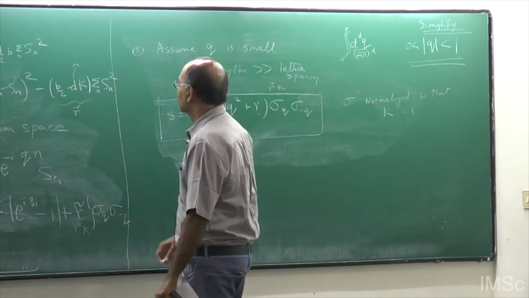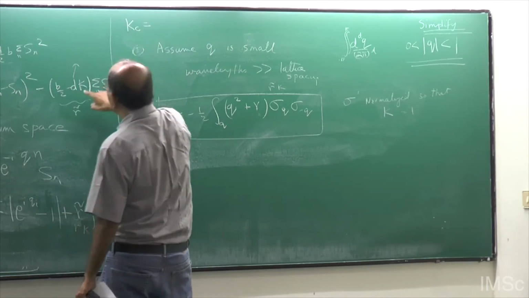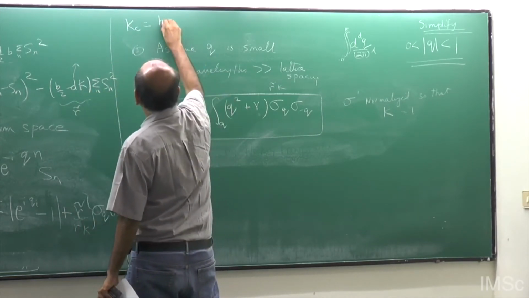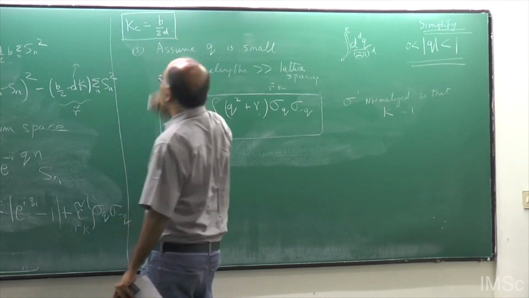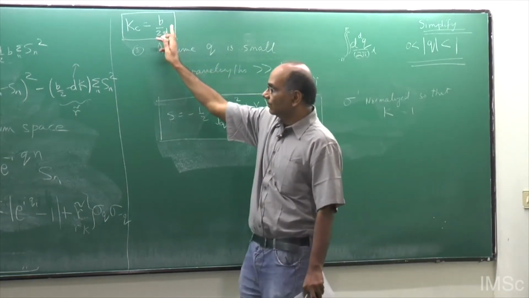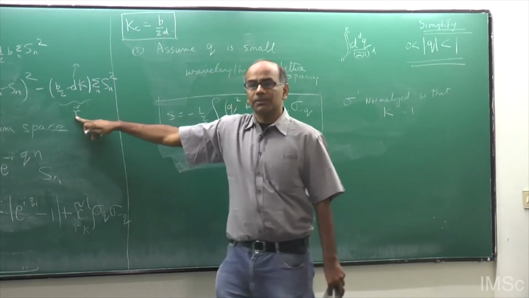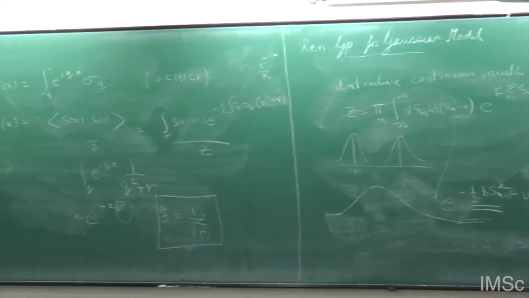Okay? So the critical value Kc is when this is 0, so it's B by 2D. So at K equals that value, this becomes 0, and you have your critical behavior. In a field theory, that corresponds to saying the particle is massless, the field is massless. Okay, so I've just defined for you the model.